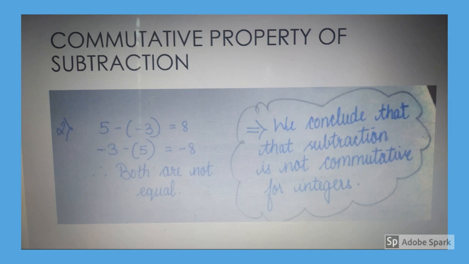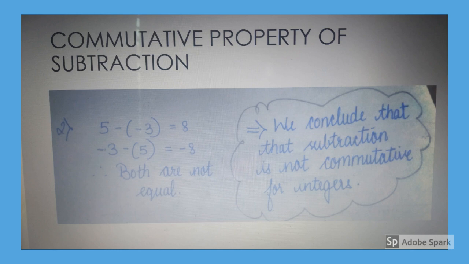So this example, let's see, 5 minus minus 3 is equal to 8. When they're rearranged, minus 3 minus 5 is equal to minus 8. So therefore both of the answers are not equal because one is positive and the next one is negative. Therefore both are not equal.